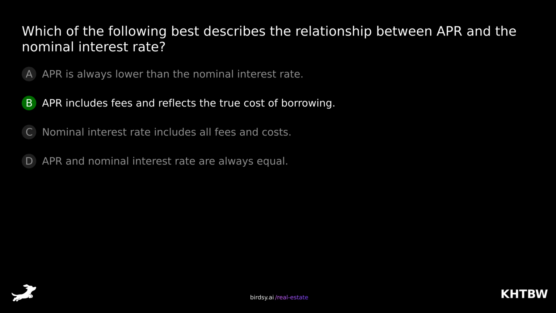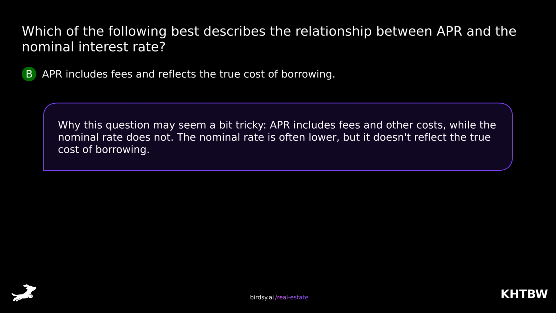The correct answer is B. APR includes fees and reflects the true cost of borrowing. Why this question may seem a bit tricky. APR includes fees and other costs, while the nominal rate does not. The nominal rate is often lower, but it doesn't reflect the true cost of borrowing.